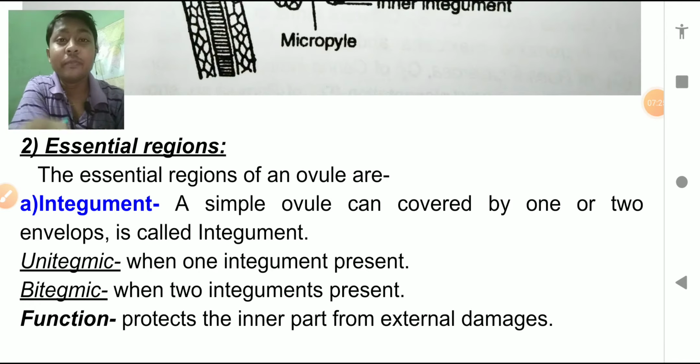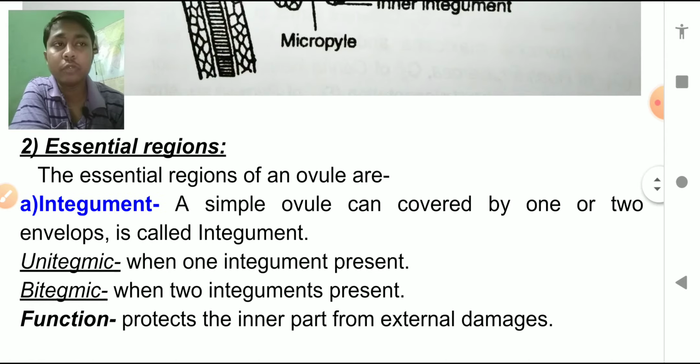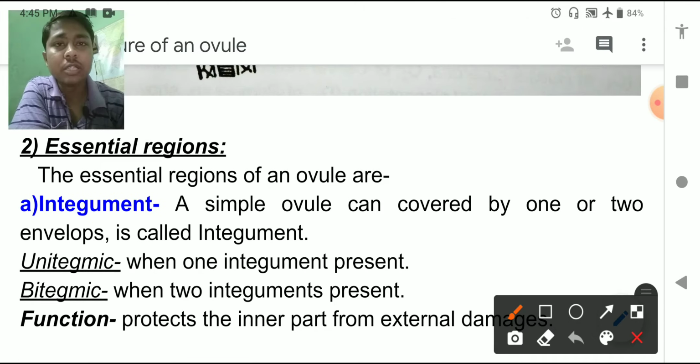Now we discuss the essential regions from the picture, according to language. So these are the essential regions. First of all, an ovule is covered with integument. The integument is divided into two parts. One is the outer integument, and the inner covering part is called the inner integument.